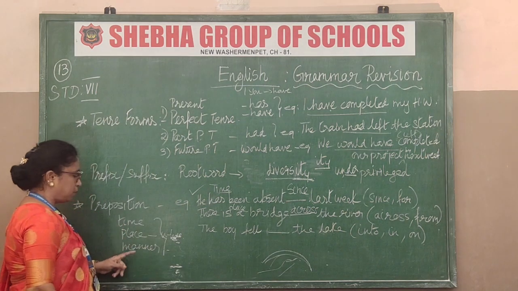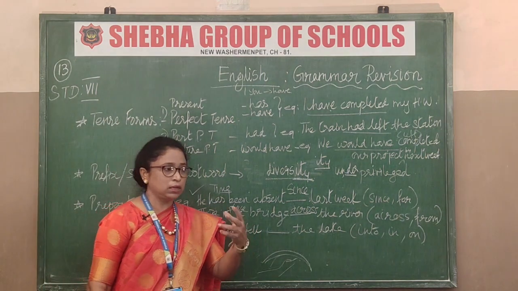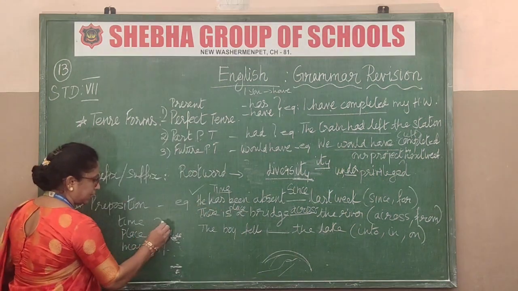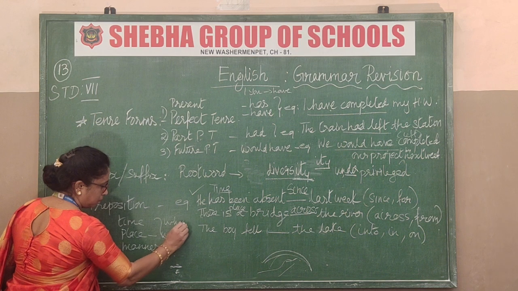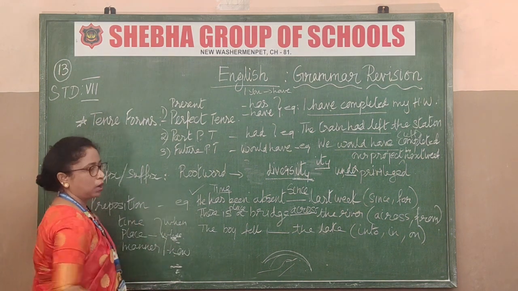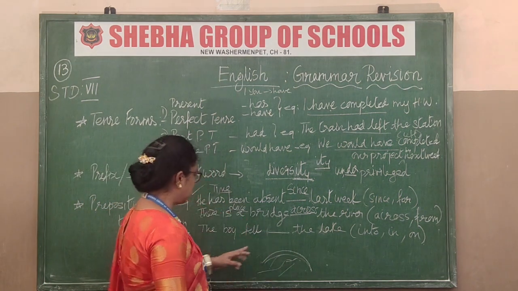Okay, next one. Come to preposition of manner. How, in what manner? What question will you be asking? How. See, again I am writing here: time means when, place means where, manner means how. How has it happened? How was it happening?